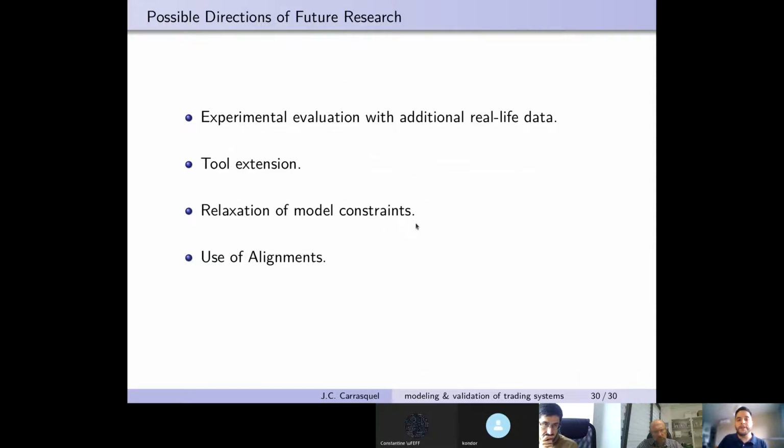Possible directions of future research. More real-life data, because in the thesis I worked with a particular subset. It would be interesting to validate other trading systems, tool extension, and relaxation of model constraints. Maybe for other kinds of systems, we can change the properties of conservative nets or workflow nets and propose new methods that use more relaxed models in terms of these constraints and use alignments.